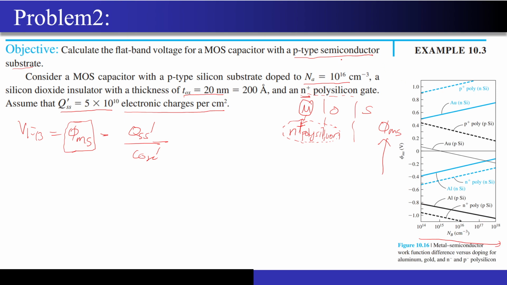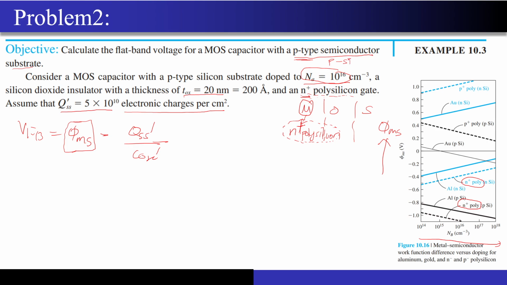The doping concentration of the substrate. This is what you are seeing over here, right? Now I have used N plus polysilicon as my metal. So this is where my N plus polysilicon is, and there is one more N plus polysilicon present over here. But now what is my substrate? My substrate is a P-type substrate, right? It is a P-type silicon substrate, right?